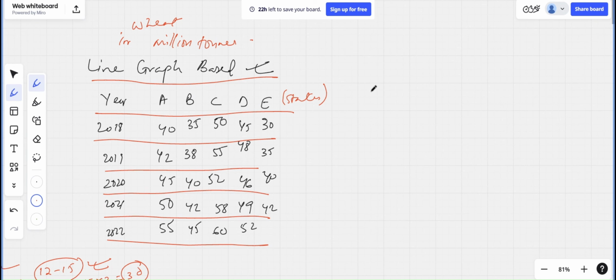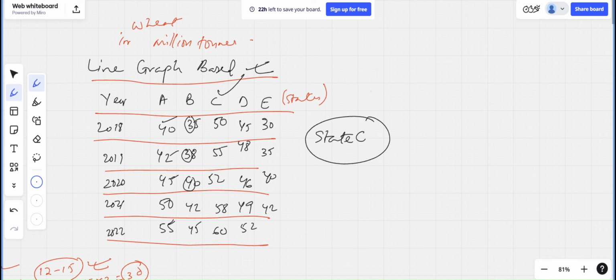So if you just see the years, 40, 40, 45, 50, 50. Just see the beginning. It takes so much time. This is how they are trying to waste your time. So I think C will be the answer, because C starts from 5, 5, 5, 5, 6, right? Definitely state C.